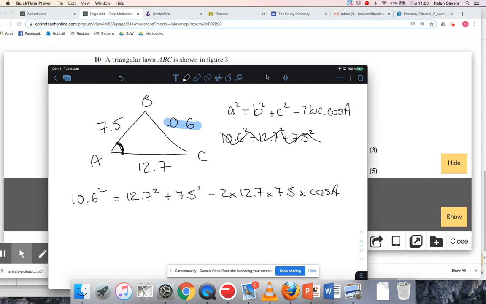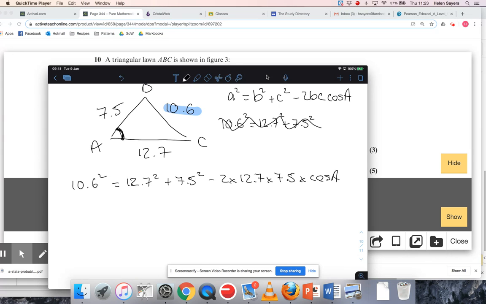So actually I know some people do memorise the rearranged version of this where cos A is the subject. So if that's what you do, that's absolutely fine. Even after all these years, I still tend not to bother with that. I just always use the original version. So 10.6 squared is 112.36.